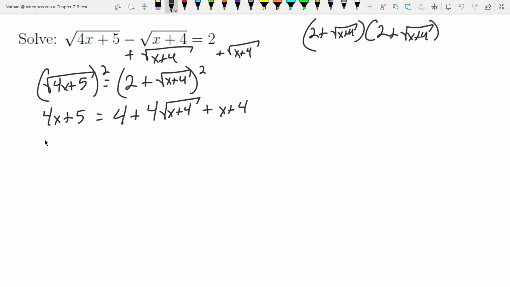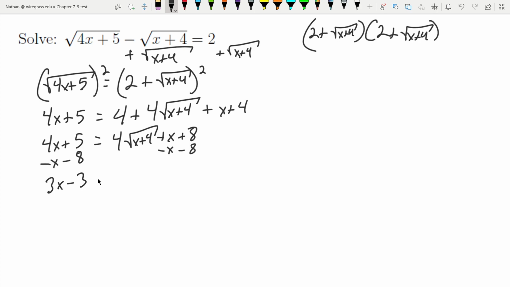Okay, now we can combine like terms. That's going to be this 4 and this 4, giving us 8, plus x. I can subtract the x and the 8, giving me 3x minus 3. Okay, and you can see I have a radical. It's not by itself, but because the 4 is multiplying the radical, I can still square it.